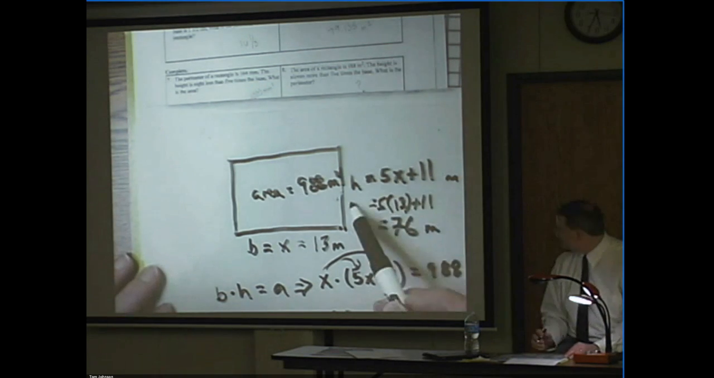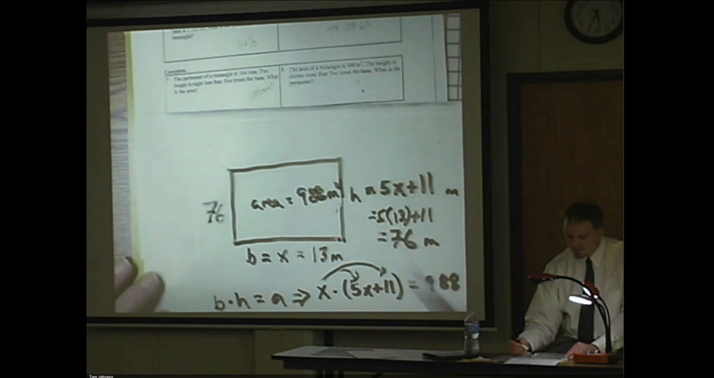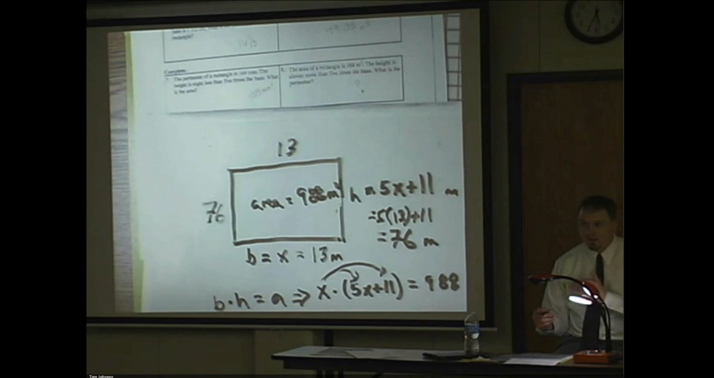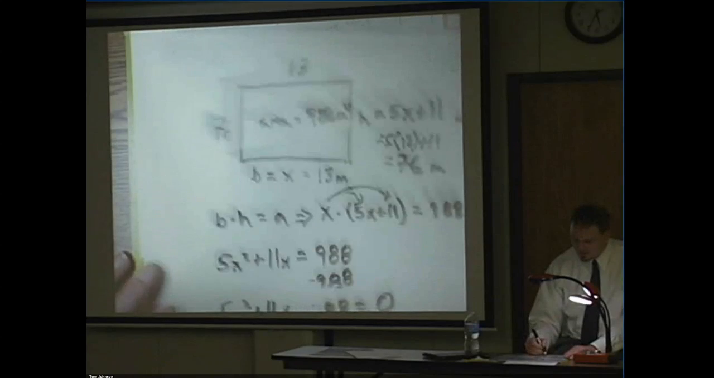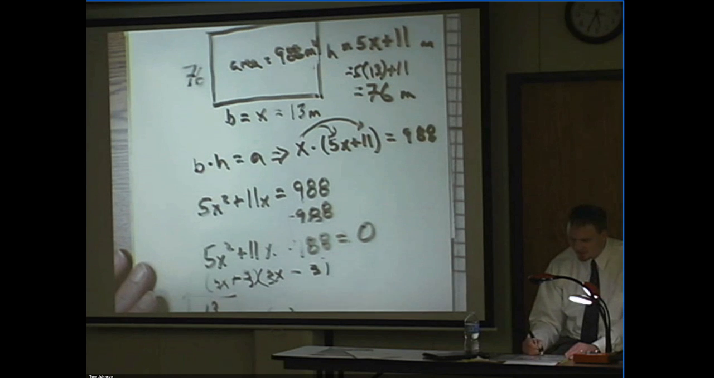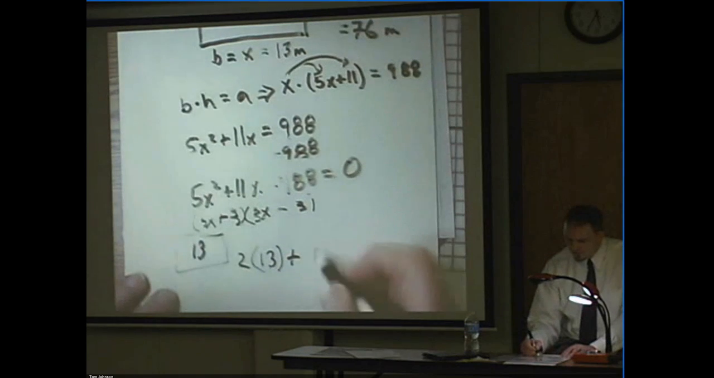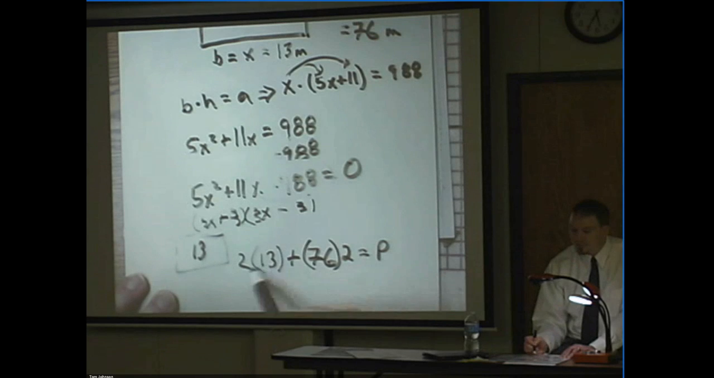So if I know that this side is 76, and this side is 76, this side is 13, then this side is 13. Because it's a rectangle, right? And the opposite sides are congruent. So my perimeter is just the distance around. So I can take 13 times 2, or 13 plus 13, however you want to work that out. We'll just do 2 times the 13 plus the other side is 76, and we'll take 2 times that as well. And that's going to equal the perimeter. And again, we're dealing in meters.